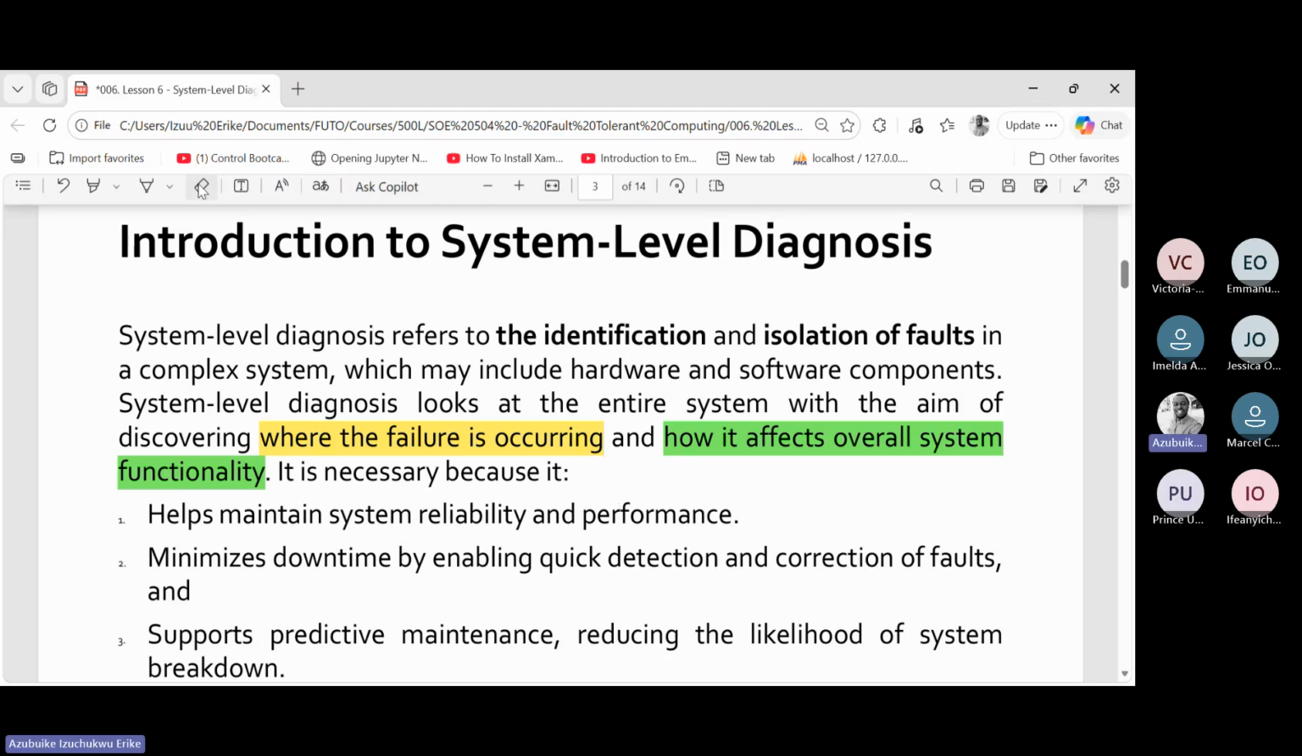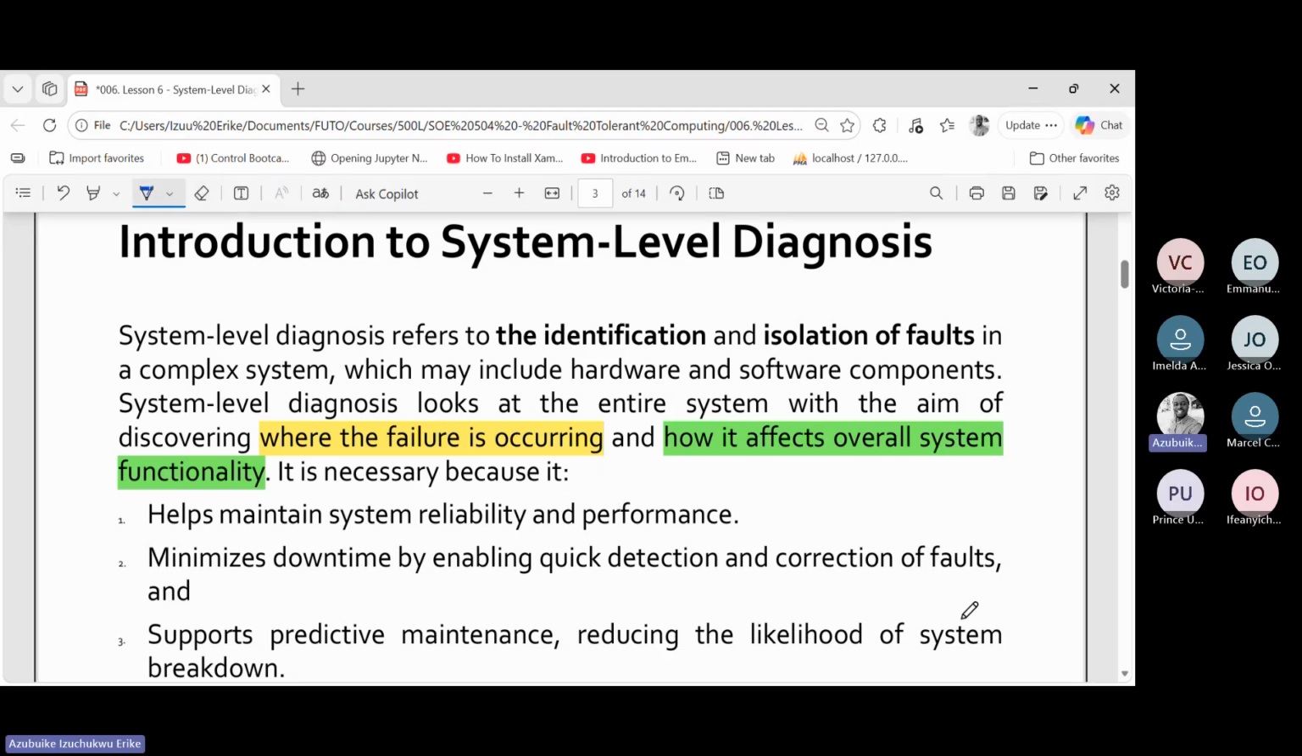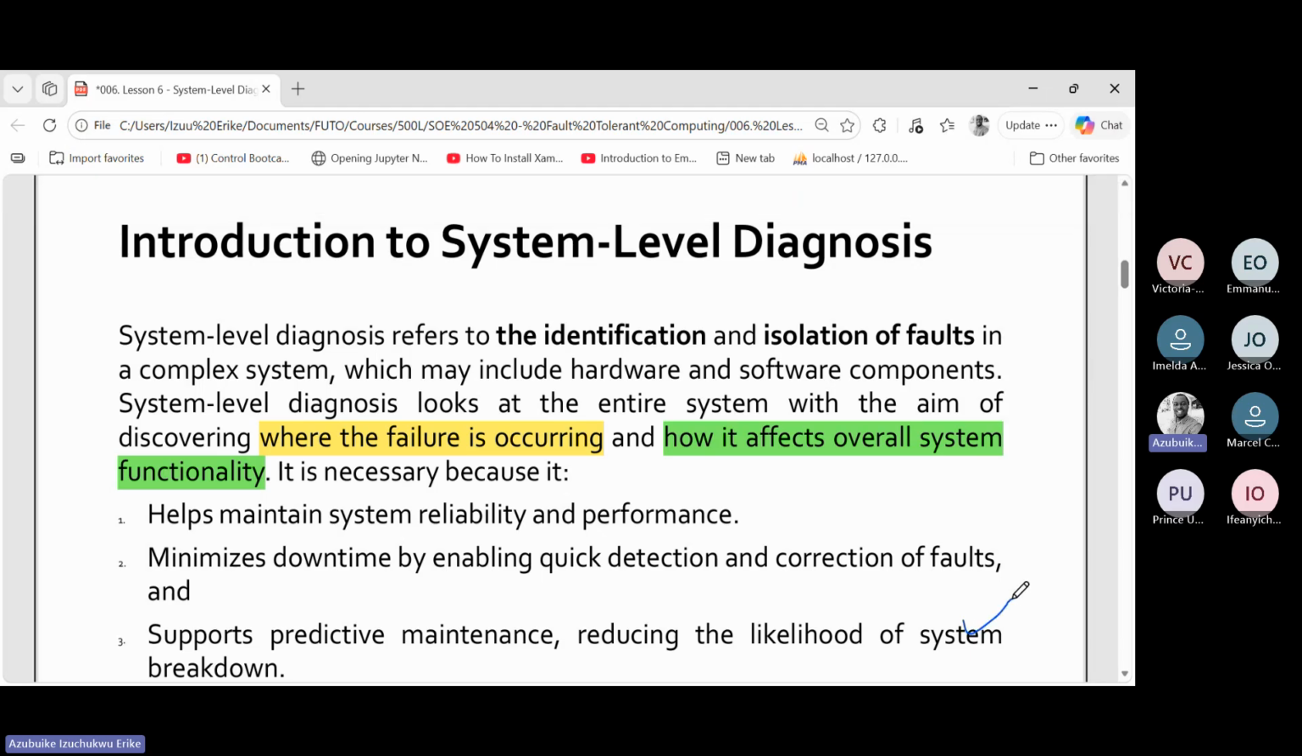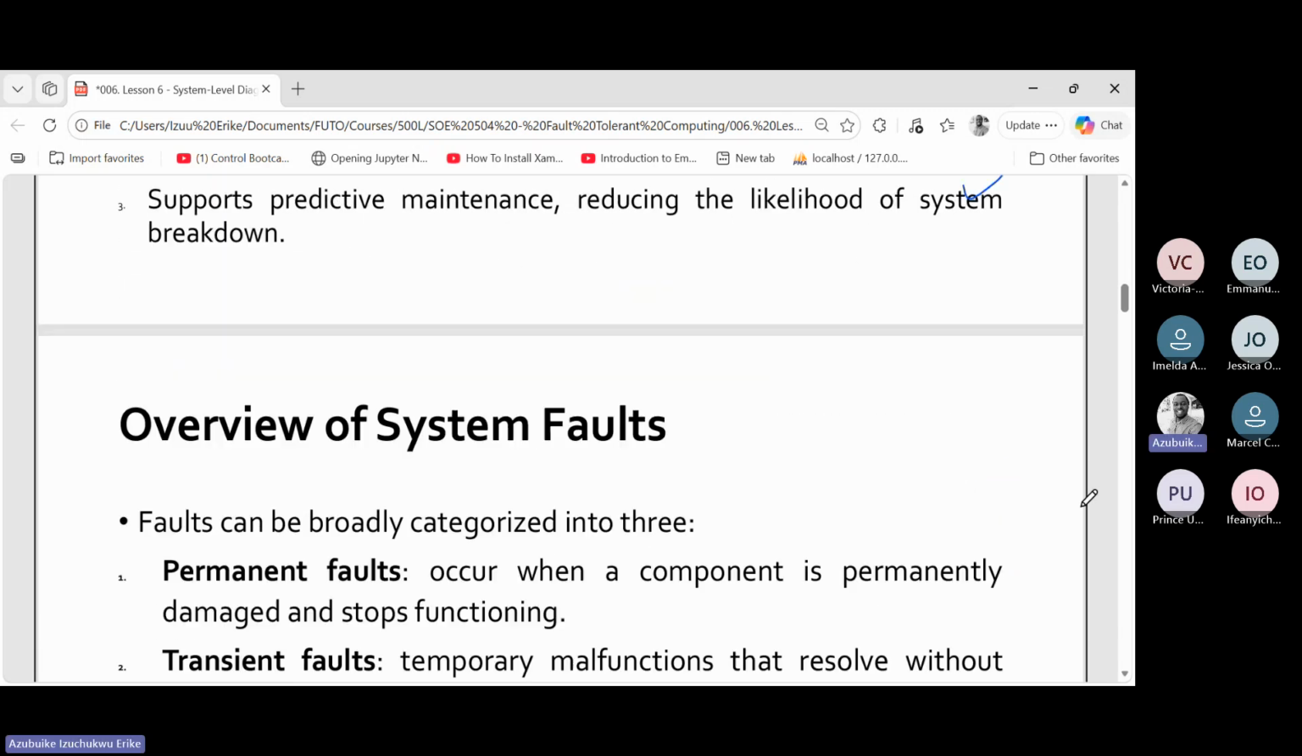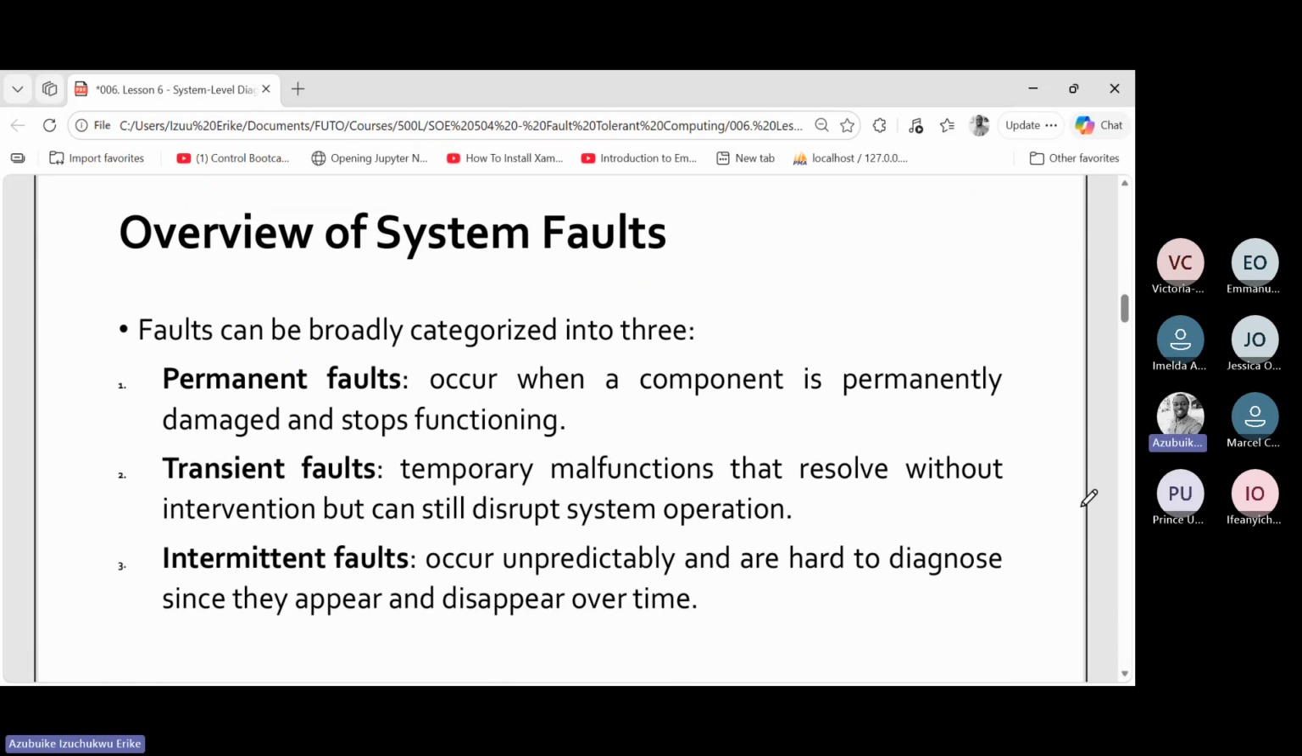And if we're able to predict when we need to perform maintenance, then there is a reduction in the likelihood of the system breaking down. All right. So the overview of system faults, as we've discussed before, categorized faults into three broad categories.